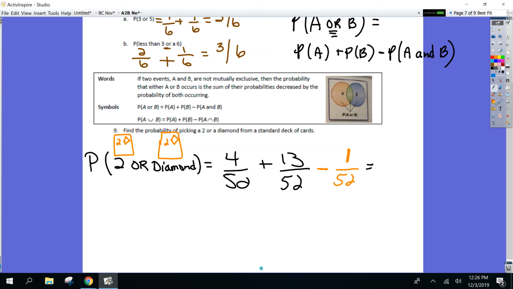You can go to your fraction template, it's up to you. Denominators are all the same. 4 and 13 is 17, minus 1 is 16. What does that bad boy reduce to? 4 out of 13. There you go. Those are not mutually exclusive because they can happen at the same time. We okay there?